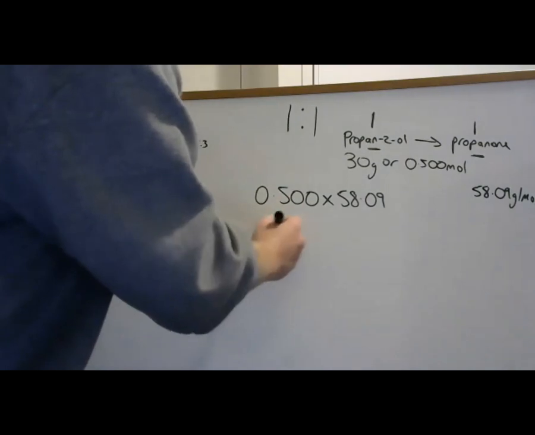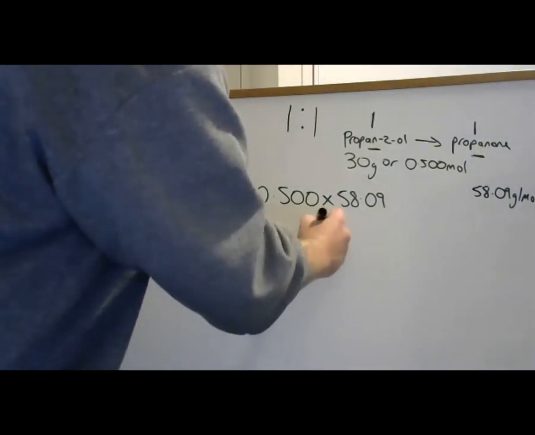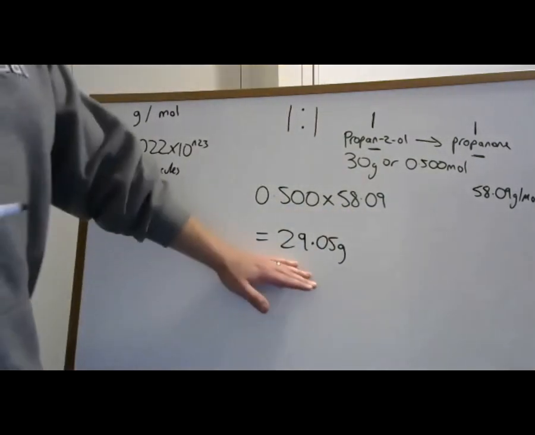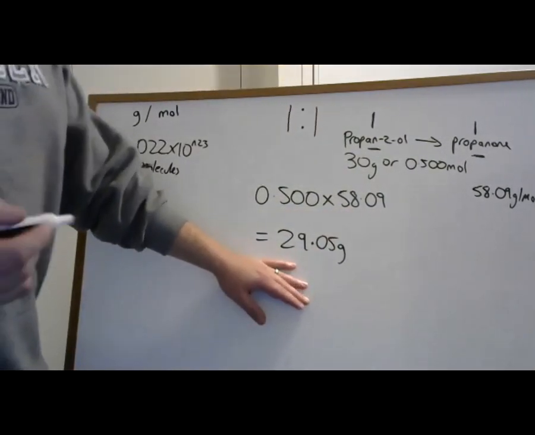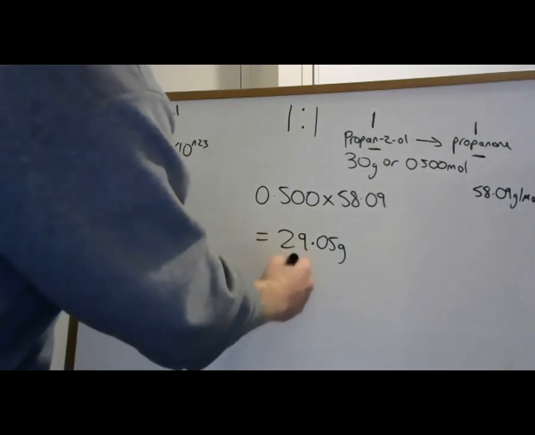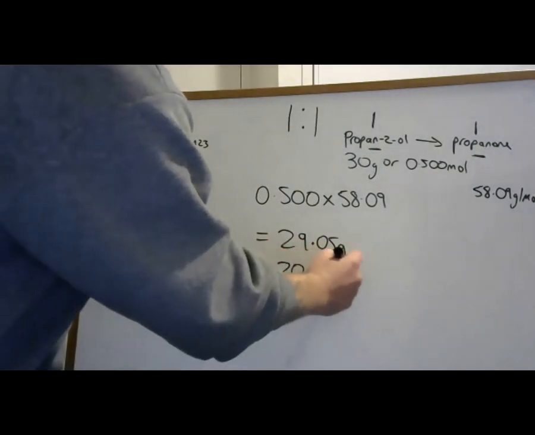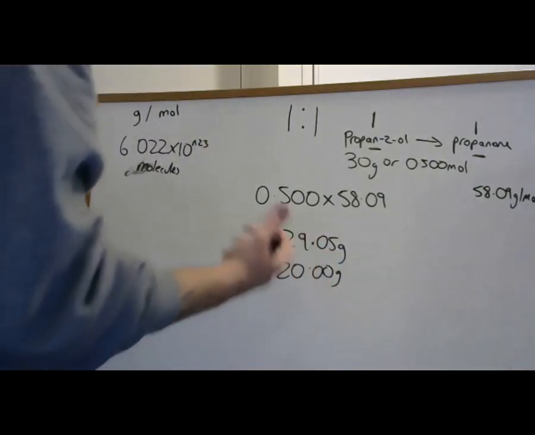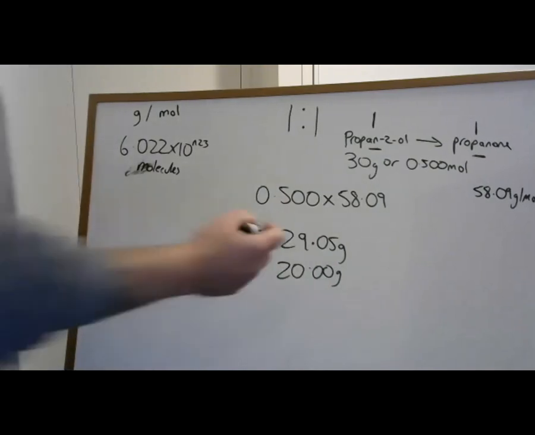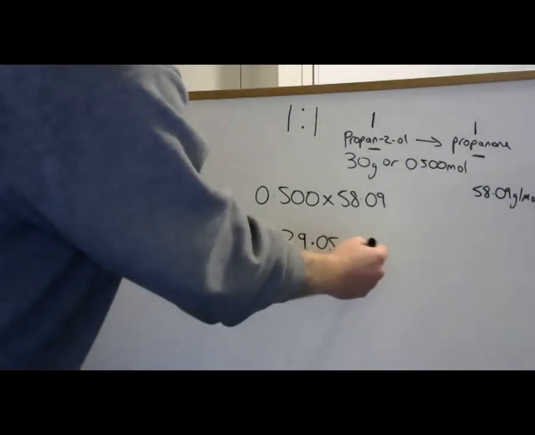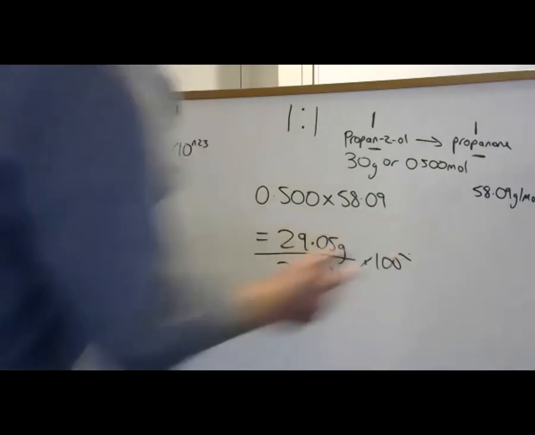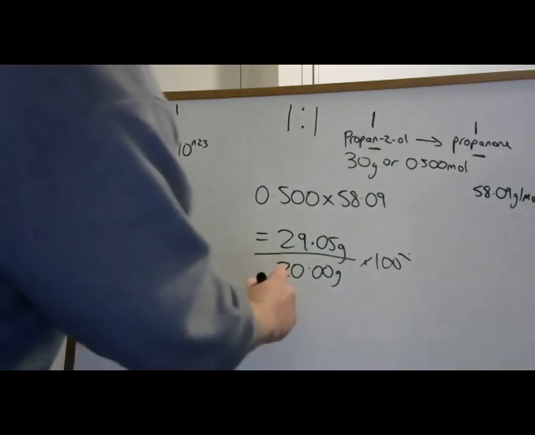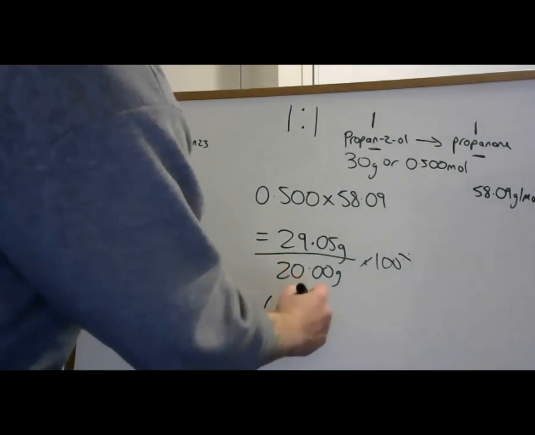So this equals 29.05 grams. So this is our theoretical yield. Our actual yield was 20 grams. So we've missed the mark then. In order to determine percentage yield, we divide the actual by the theoretical and times by 100. So we only got a percentage yield of 68.85.